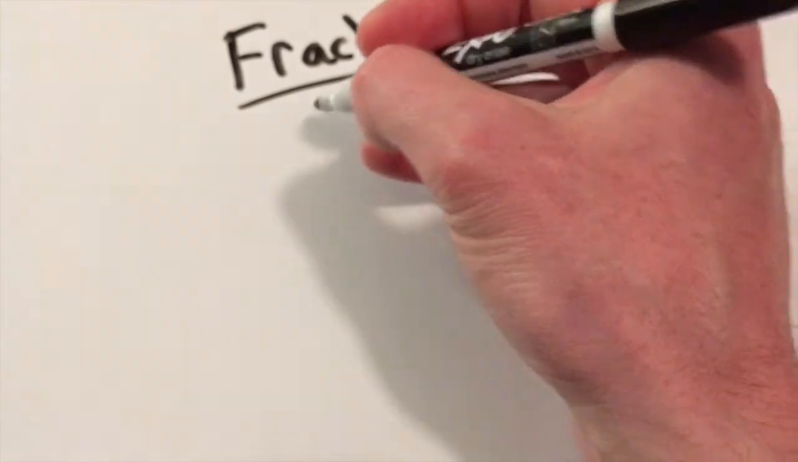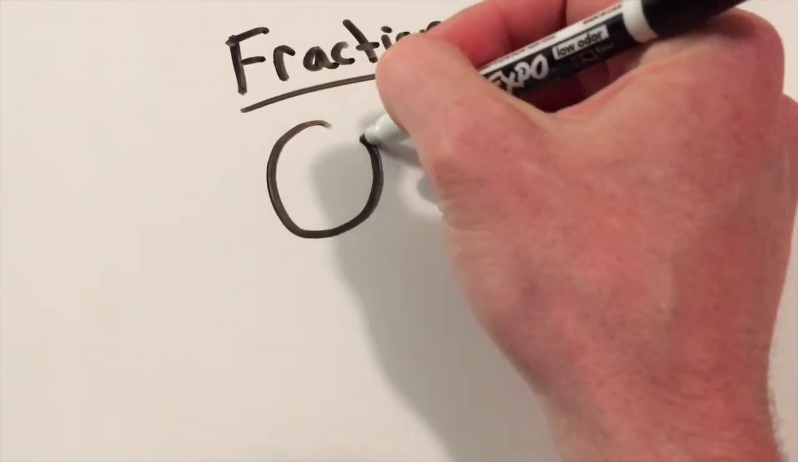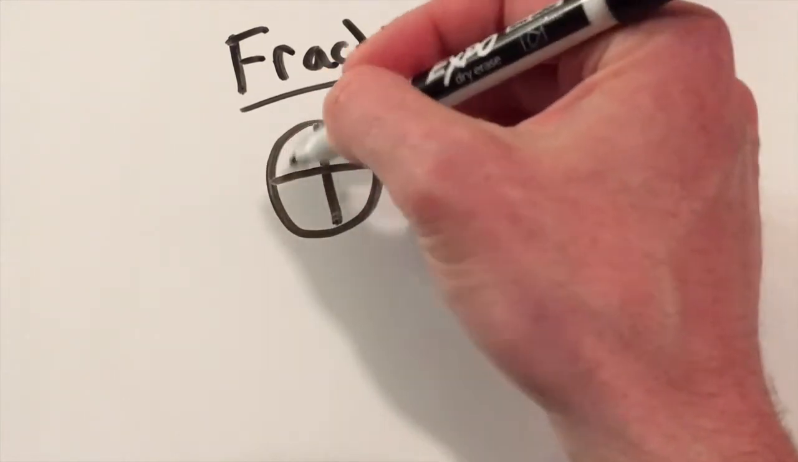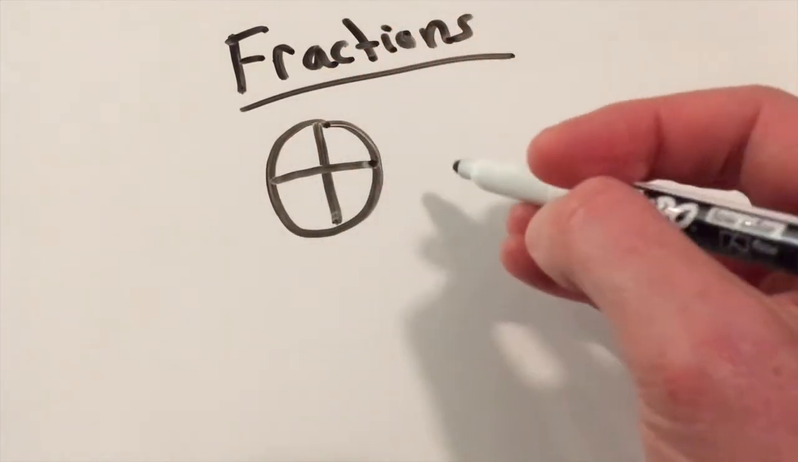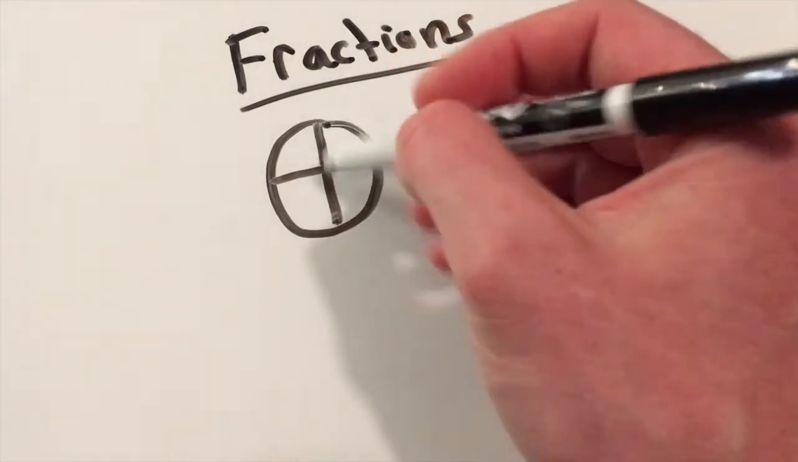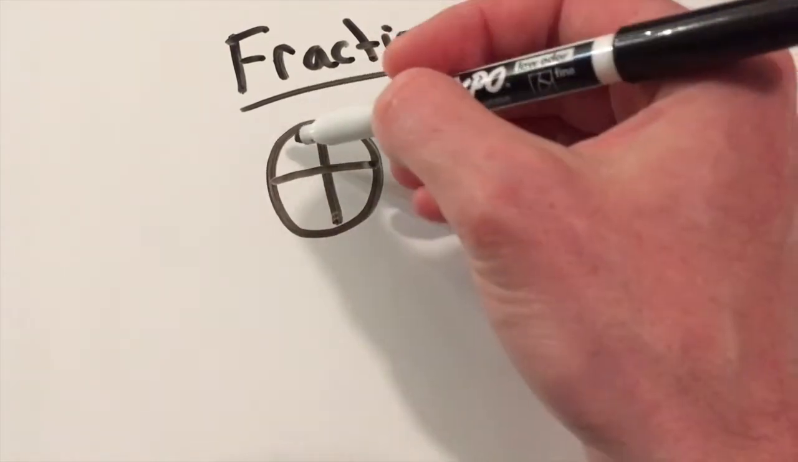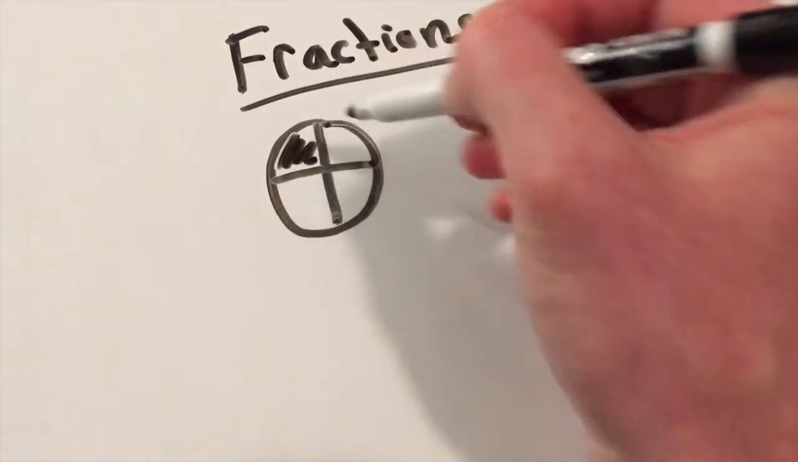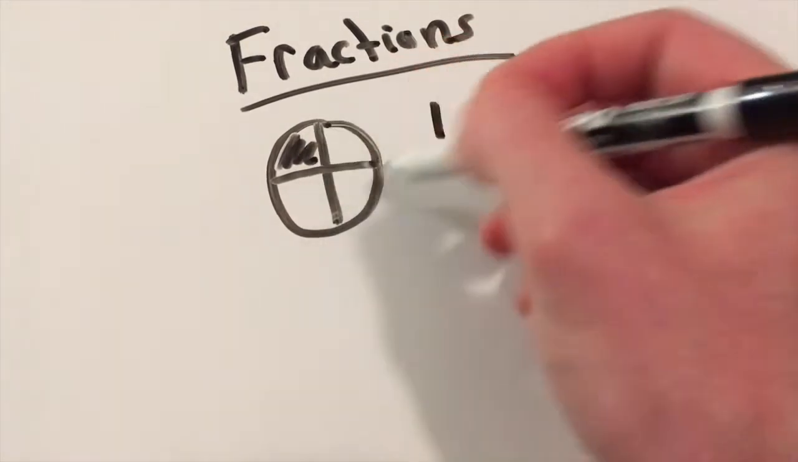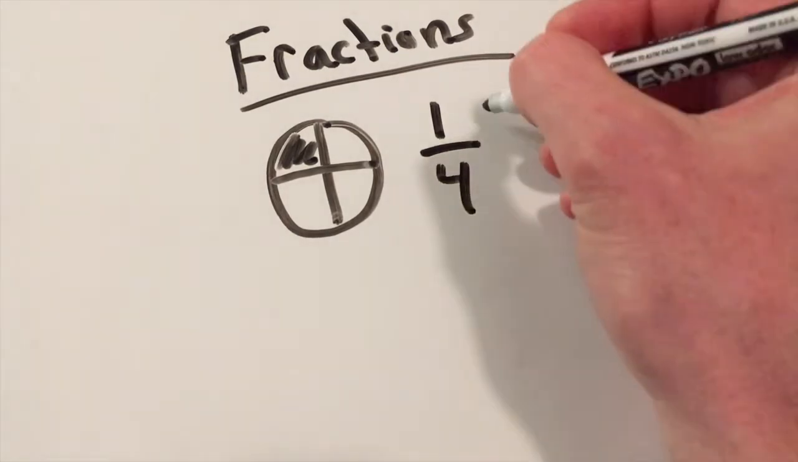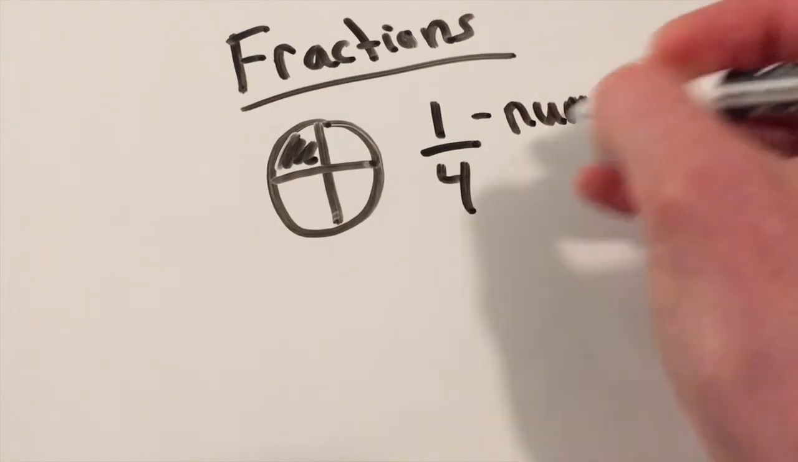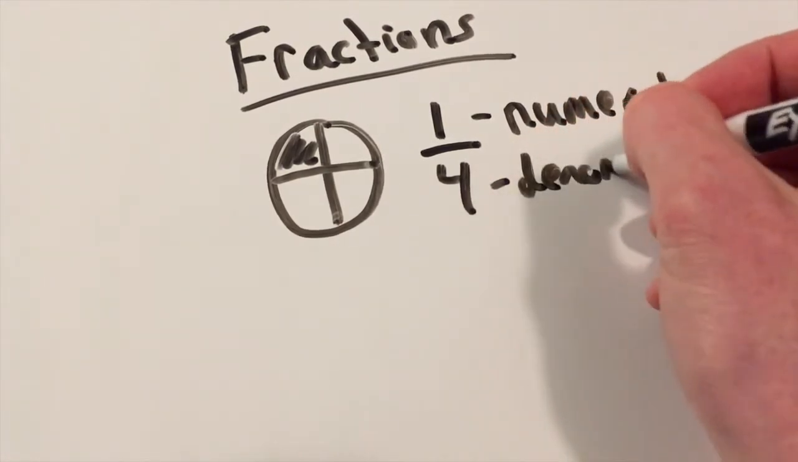Now, when I think of fractions, I like to think of it as a part of a whole, where my whole is divided into equal sized pieces. So, if I were to imagine that this circle was a pizza and it was cut into 4 equal sized pizza pieces, and I ate one part of it, that would be 1 out of 4, where 1 is my numerator and 4 is my denominator.